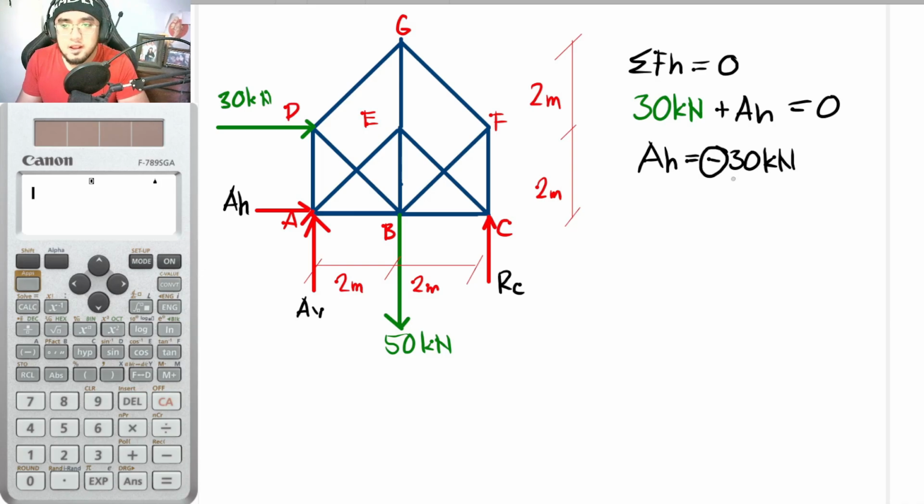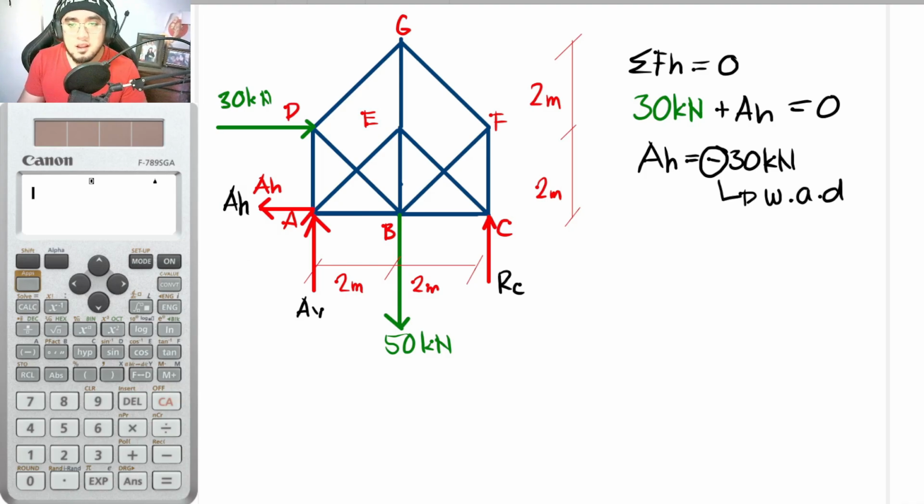So this negative value here indicates that you have assumed the wrong direction. So with that, once again, my direction here is incorrect. Rather, this should be to the left. So let me just edit my arrow here. AH should be towards the left. So this should be the horizontal reaction for A. So A, then H. So that is for this particular value.